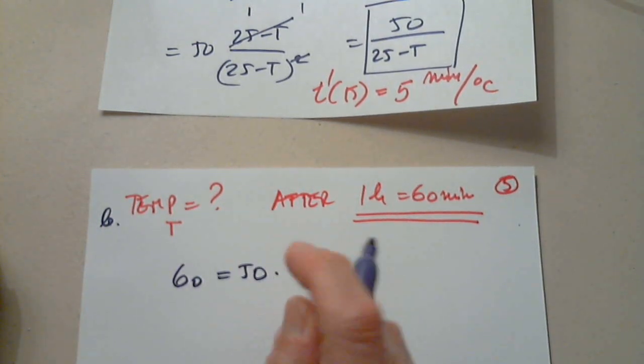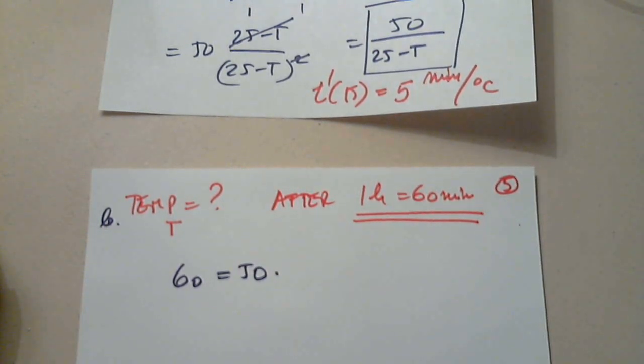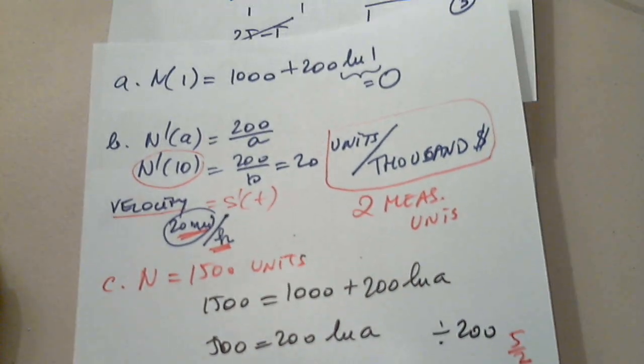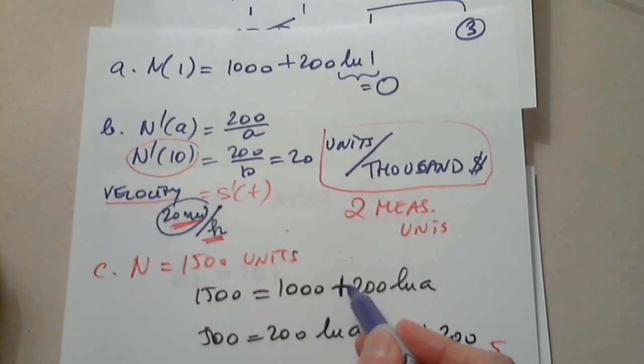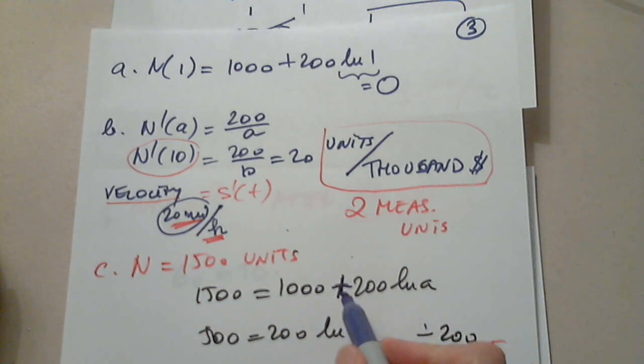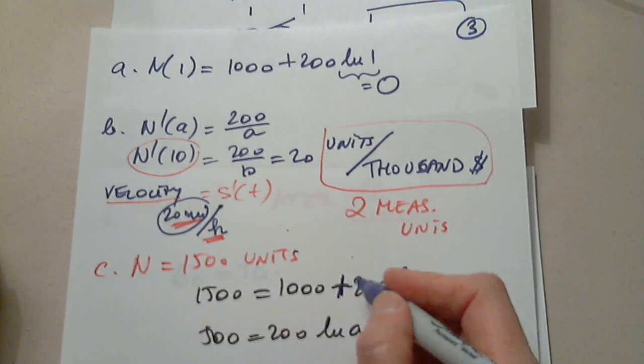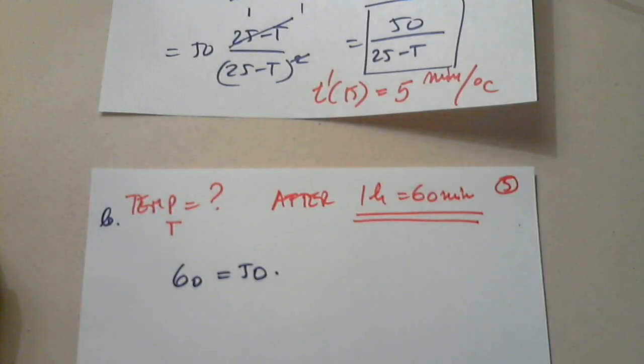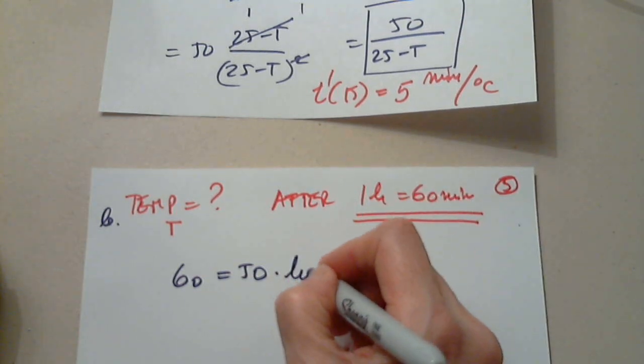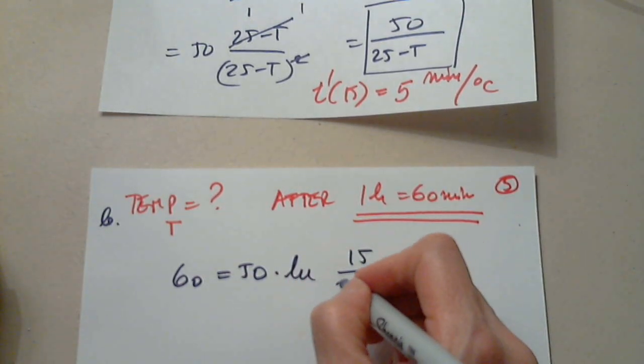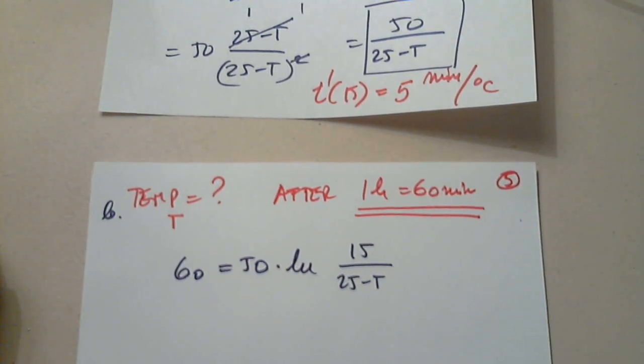Careful. It's multiplied. Don't rush. That's okay, that's why we're here to learn. So you were correct here because it was plus. So times natural log of 15 over 25 minus t.